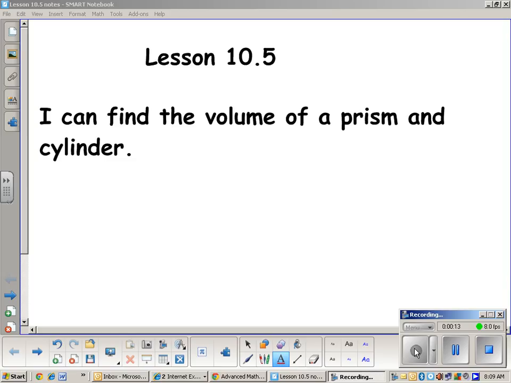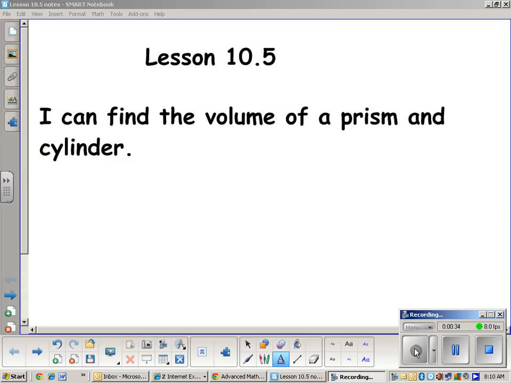So let's recap. 2 days ago, we found the surface area of a prism and a cylinder. Yesterday, we found the surface area of a pyramid and cone. Today, we're finding the volume of a prism and a cylinder. And tomorrow, or we should say Friday, because we're going to spend tomorrow reviewing, Friday, we're going to do the volume of a pyramid and cone.